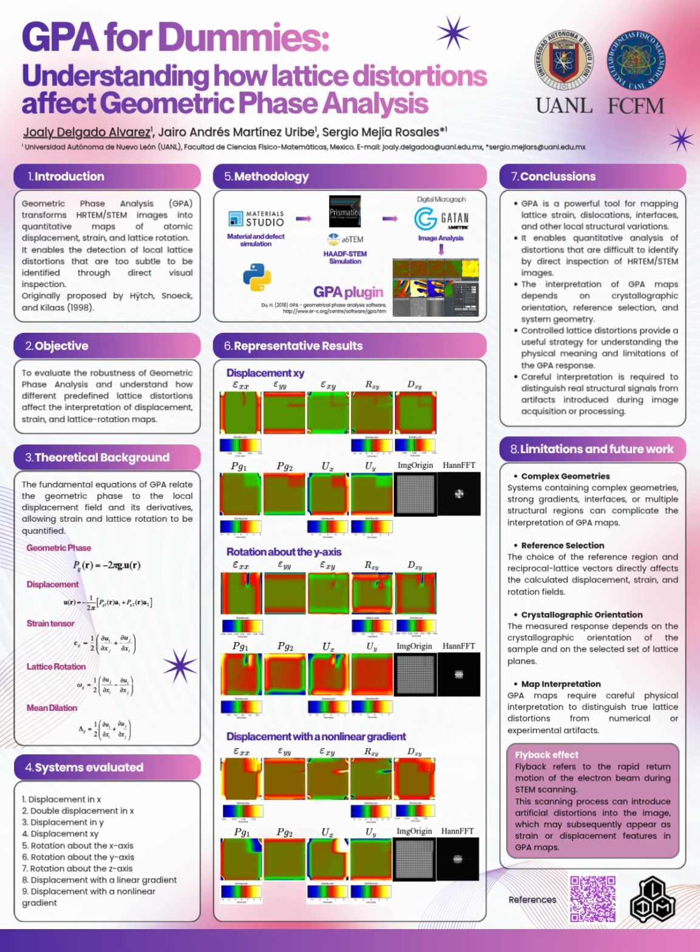Our methodology consisted of 3 main stages. First, the atomic structures and controlled lattice distortions were generated using Materials Studio. This allowed us to define exactly which deformation was introduced into each system. Second, simulated STEM images were produced using Prismatic and abTEM. These simulations provided images with no non-structural modifications, which is essential for comparing the imposed distortion with the GPA response.